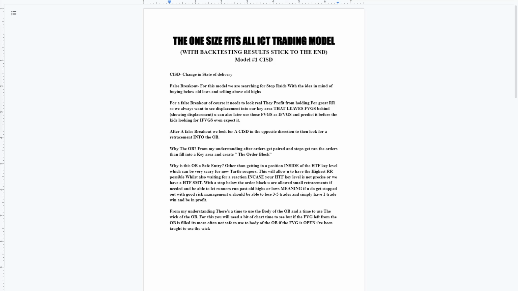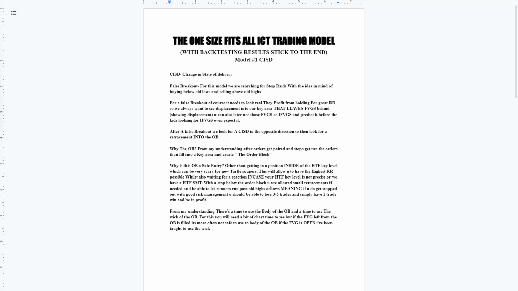So why is the order block a safe entry? Other than getting inside of the high time frame key level, which can be very scary for new turtle soup traders, this will allow you to have the highest RR possible while also waiting for a nice reaction in case your high time frame key level you have marked is not precise, right? We could also have a high time frame SMT and it just might mess up your technical analysis a little bit, right? With a stop below the order block, you allow yourself small retracements if the market needs to have those, right? And be able to let runners run past old highs or hold lows.